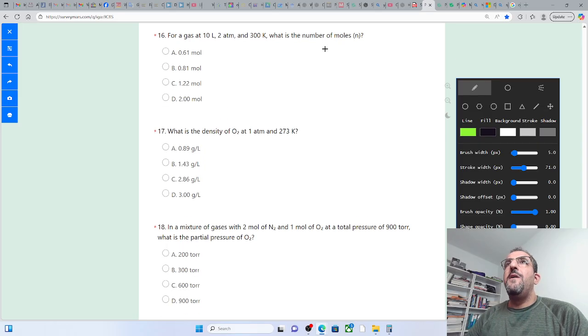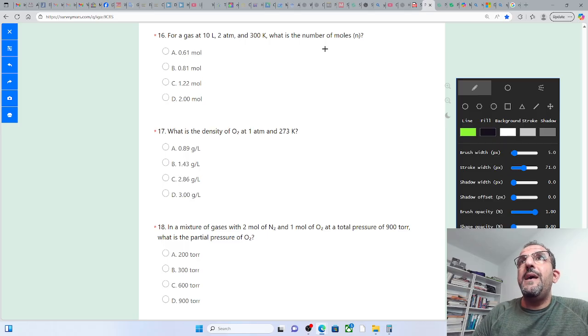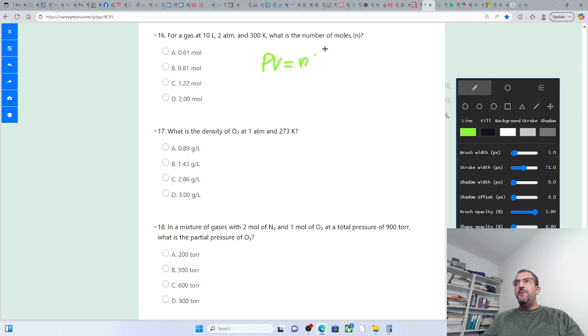Okay, for number 16 now. For number 16, for a gas at 10 liter, pressure 2 atmosphere and temperature 300, what's the number of moles? Again, guys, the ideal gas equation. From the ideal gas equation, you will see that PV is equal to nRT, and when you solve for number of moles, you will have pressure times volume divided by gas constant times temperature.